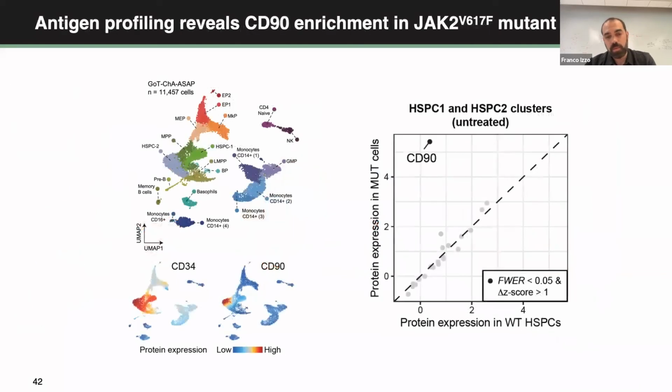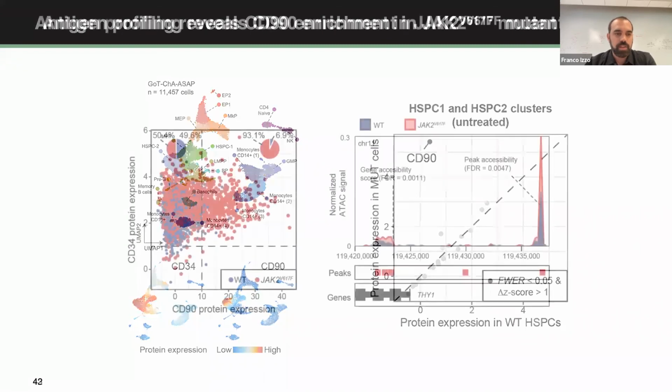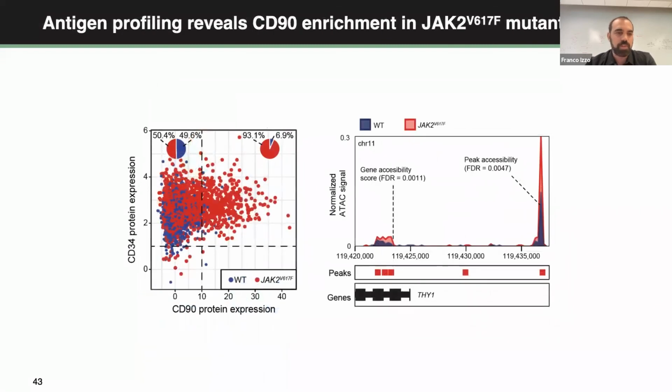In addition, we were able to measure cell surface protein expression. So we performed a differential analysis and we revealed an enrichment in CD90 in a subcluster of HSPCs that is dominated mostly by mutant cells. So as you can see here, a pseudo-FACS sorting plot showing CD34 and CD90 expression shows that CD90 high, CD34 high cells are mostly composed of mutant progenitors. So 93.1% of the cells are called mutant by GoTChA.